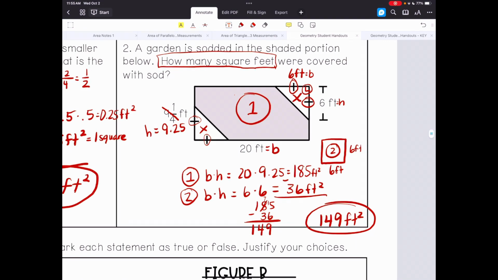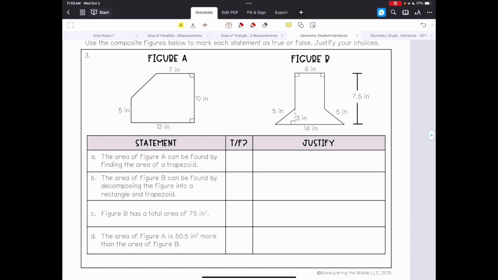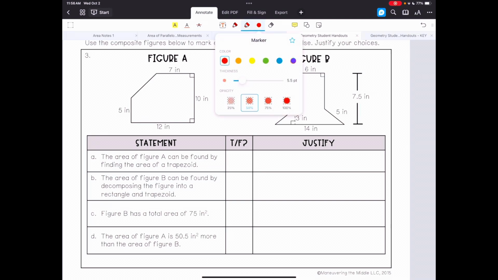Okay, for time's sake, we're going to go through the last part kind of quickly. It's using the composite figures below to mark each statement as true or false. We're going to mark it as true or false, but I'm going to just talk through the justification of it and mark up the figures to show you why it is true or false. So the first question says, let's go ahead, I want to get a highlighter here.